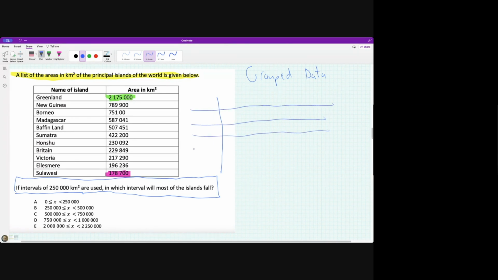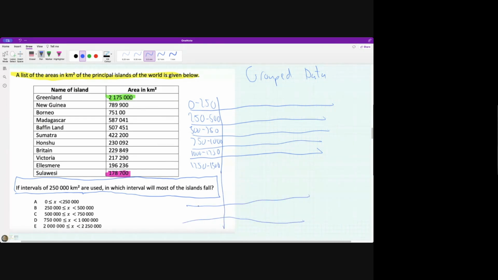This is a grouped data table. We'll start from 0. I'm going to go from 0 to 250, then 250 to 500. Now this is thousands, so I'm adding thousands to my column. This is 500 to 750, 750 to 1,000, 1,000 to 1,250, and 1,250 to 1,500. And then I'm going to carry on below. I'm just doing a little squiggly one to show you.